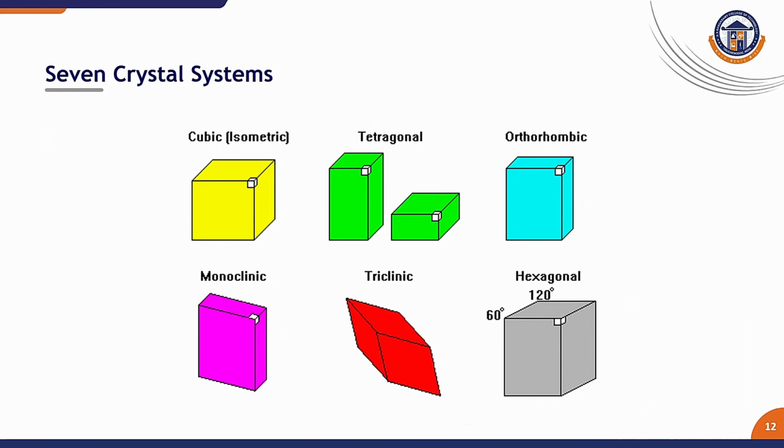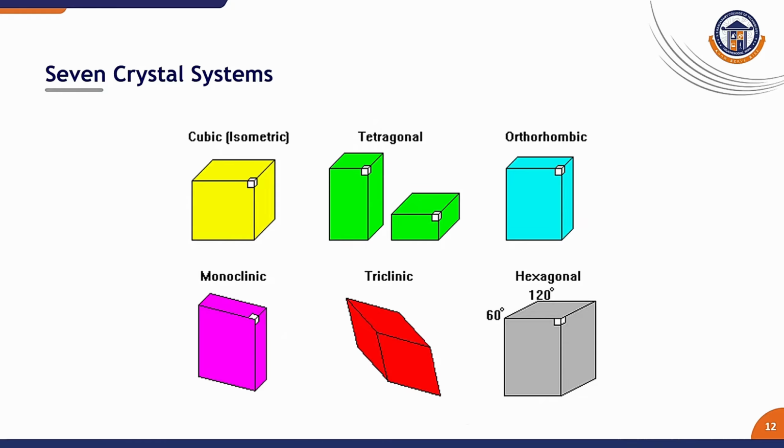The seven crystal systems. Crystals are divided into seven systems based on the edge lengths and angles. The first one is cubic, the second is tetragonal, the third is orthorhombic, the fourth is trigonal, the fifth is hexagonal, the sixth is monoclinic, and the seventh is triclinic. Each system represents a family of shapes determined by symmetry.